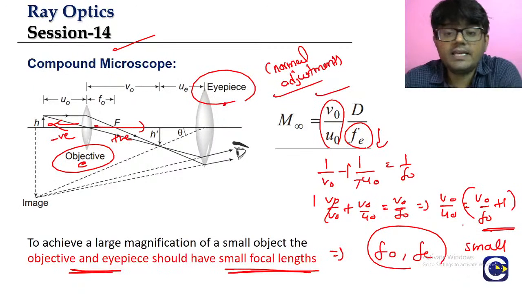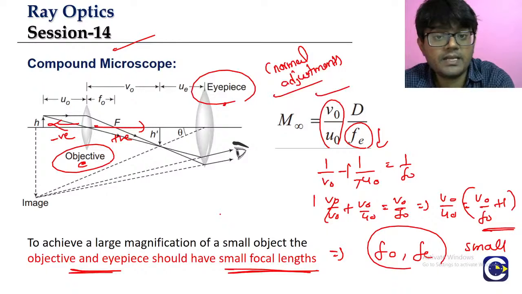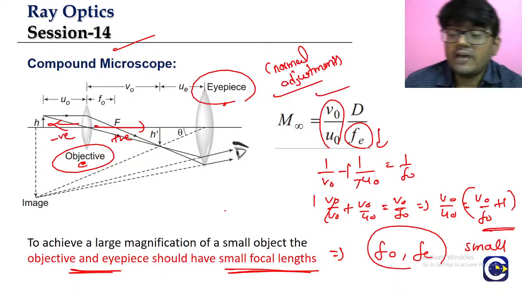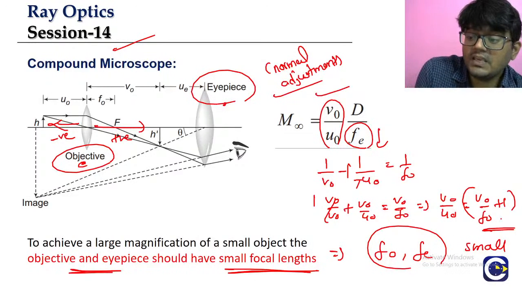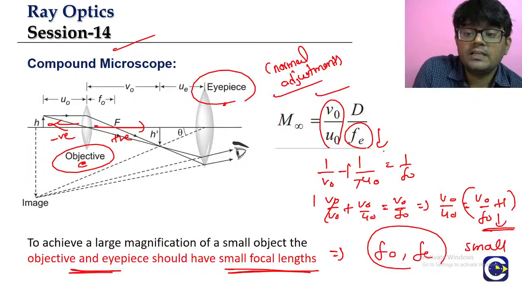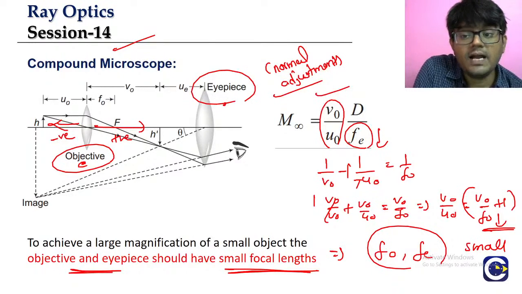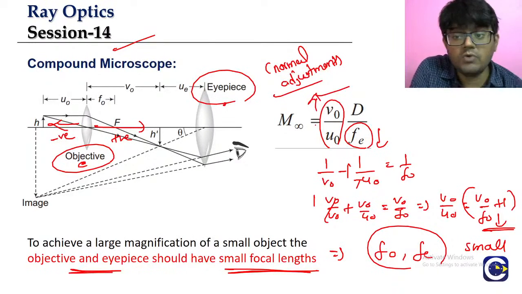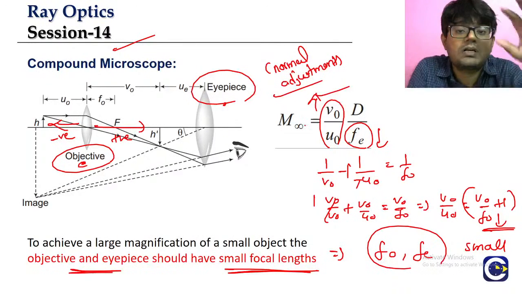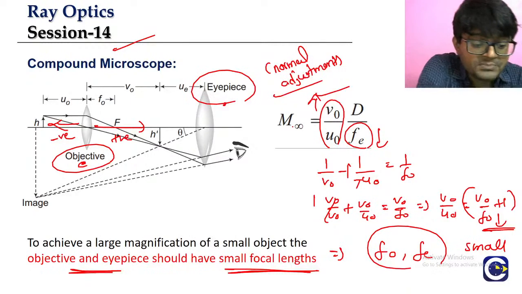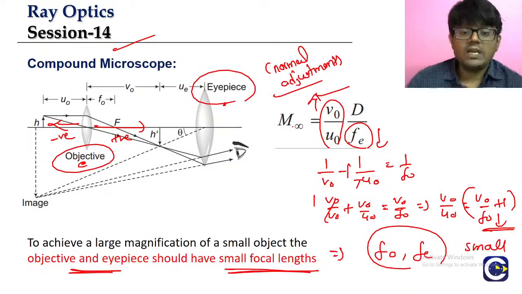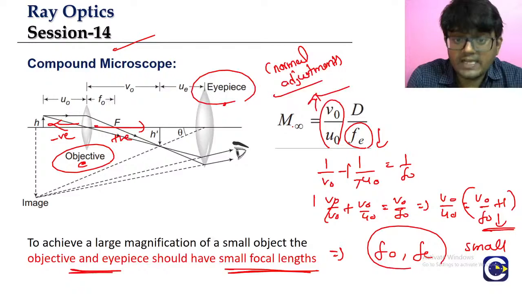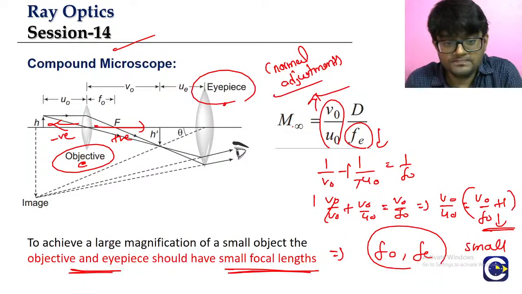So again you can see what is happening. FO is coming in the denominator. So if FO is less, then what is going to happen? This VO by UO will be higher. That's what we want, right? We want the overall magnifying power to be higher. And for that, the focal length of the objective as well as the eyepiece should be smaller.